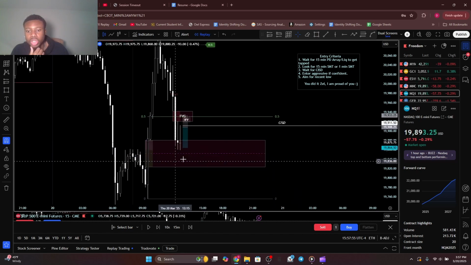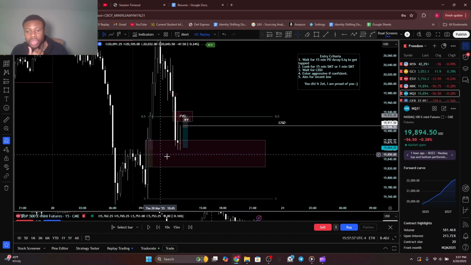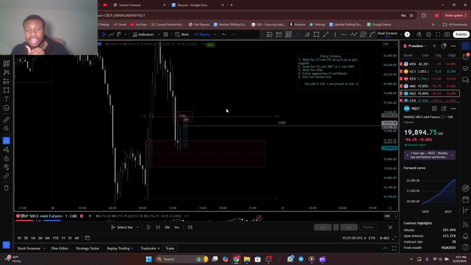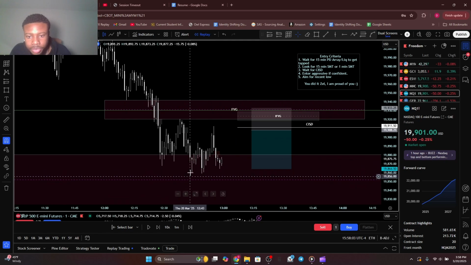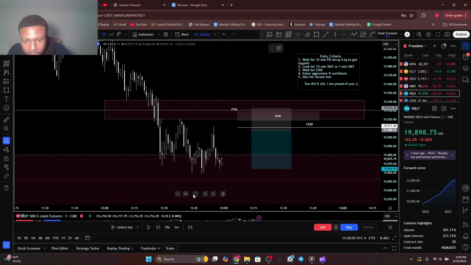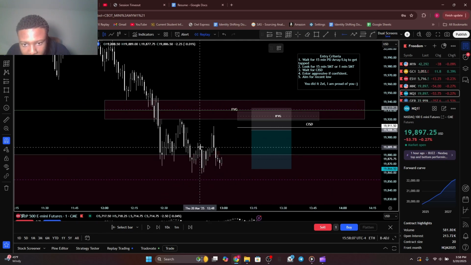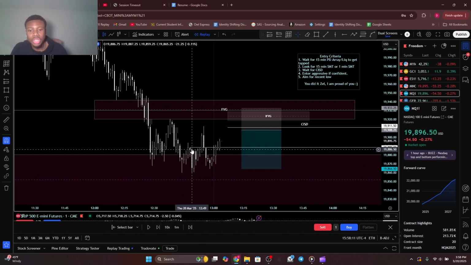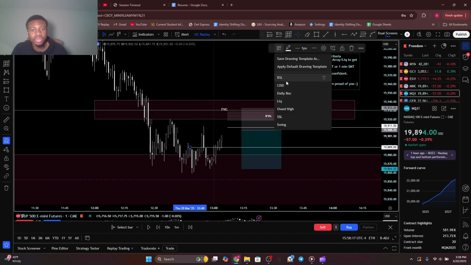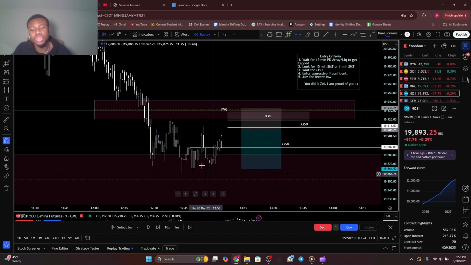Right? But we don't come to equilibrium of the fair value gap. Okay? And not only that, let me look for change of state. The change of state delivery is right here. And so as you can see, when price dipped in and then broke structure to the upside with this CISD, I could tell that price was very weak.